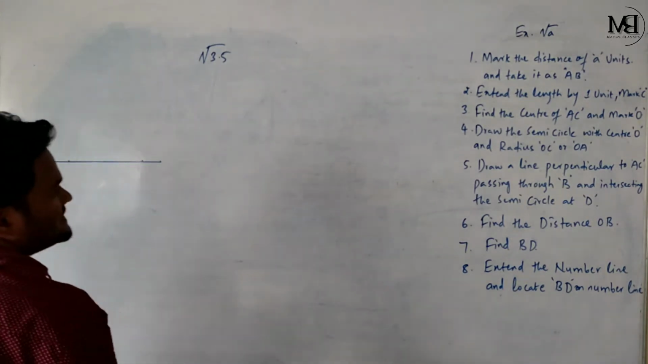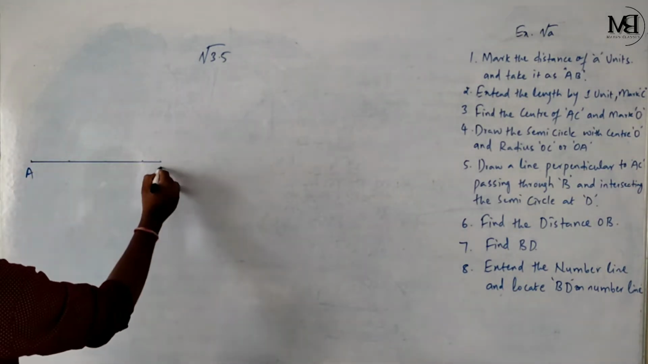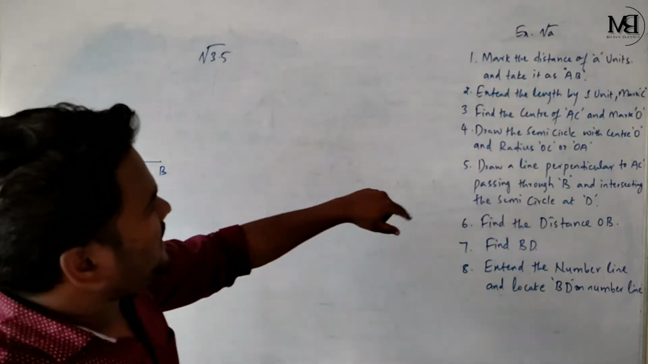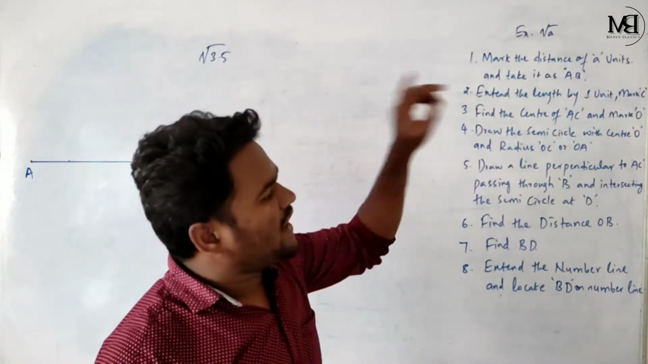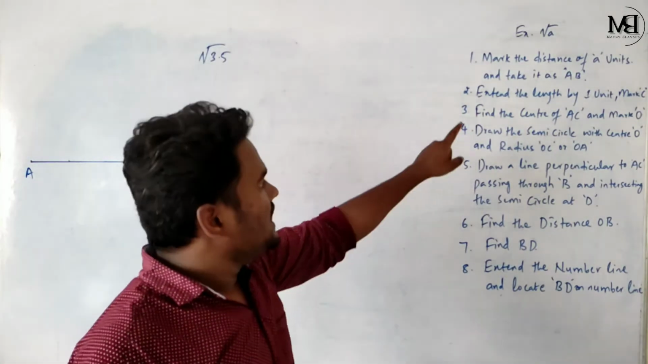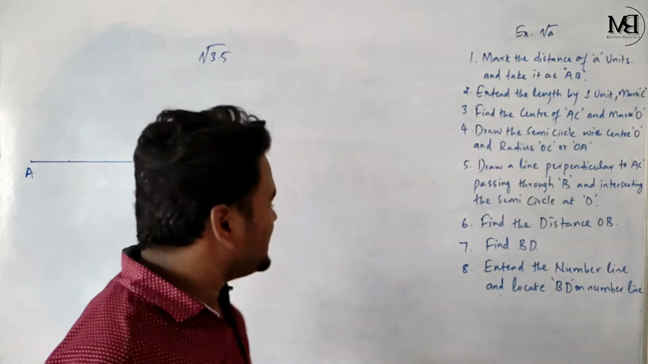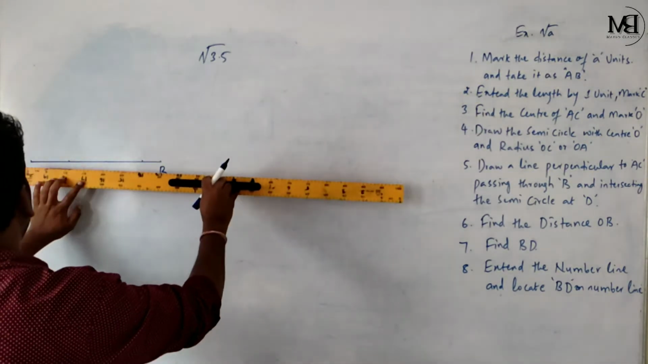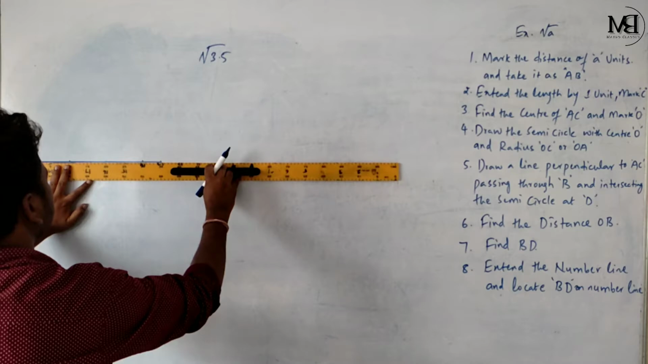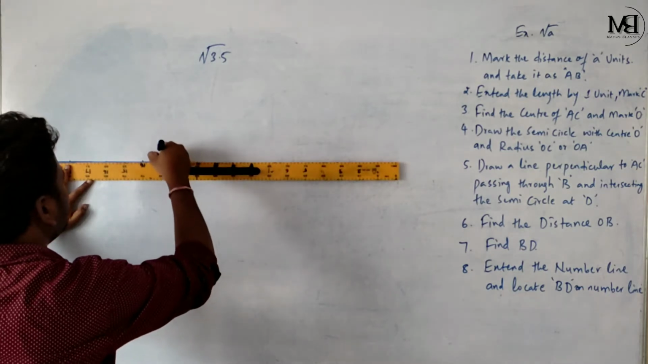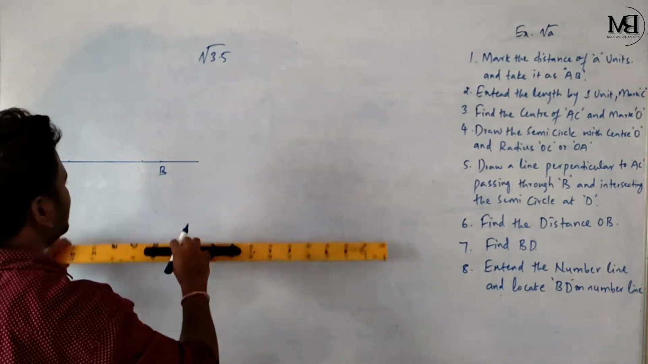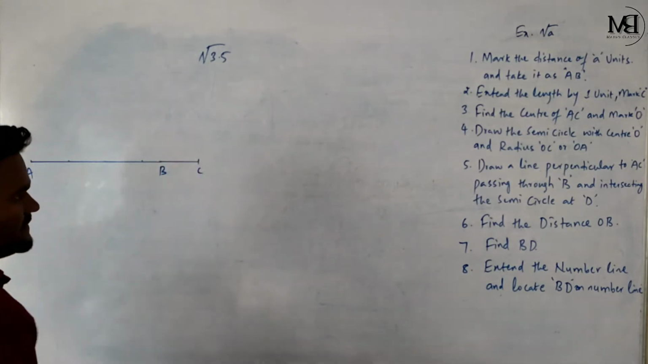Now we have to mark it as AB. Now it is AB, children. And what is the next point? Extend the length by 1 unit and mark it as C. Okay, I am going to extend this by 1 unit, and I am going to mark it as C.